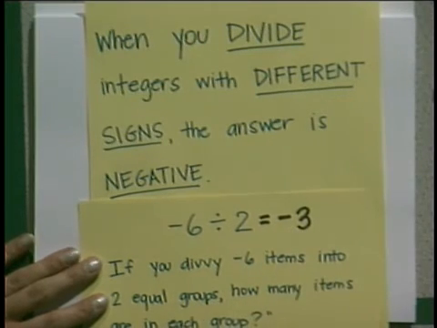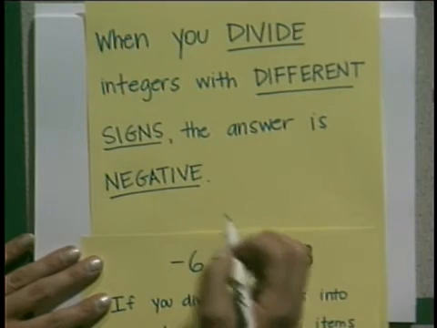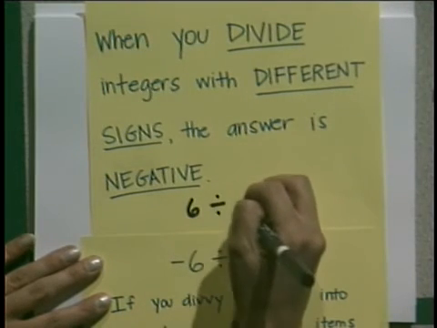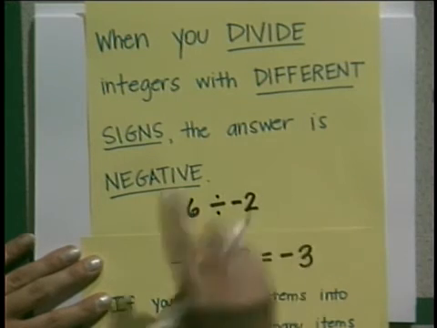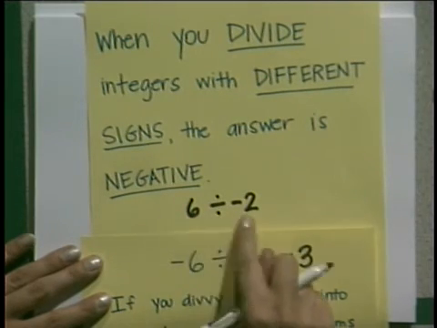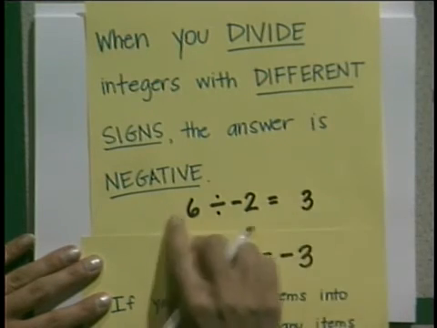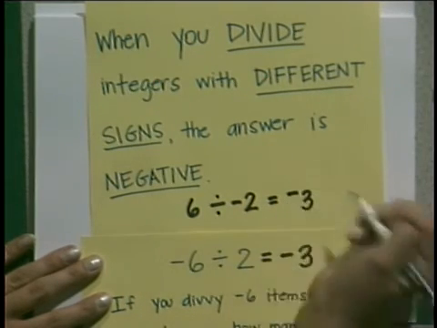If I were to do this problem with a positive integer first, so a positive 6 divided by a negative 2, since my signs are different, I divide my integers. 6 divided by 2 is 3, and the different signs will give my answer a negative sign.